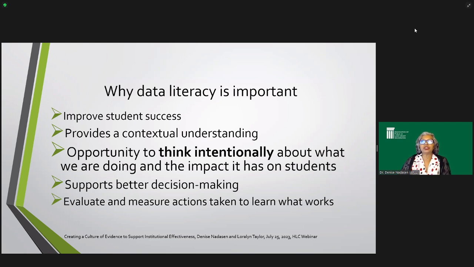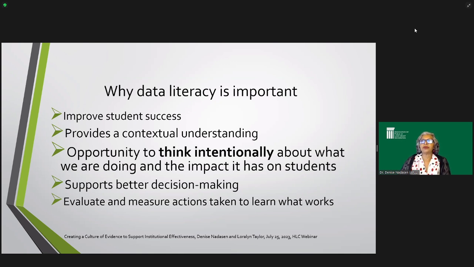In addition to looking at general outcomes, it provides a contextual understanding of the environment and the students. It can also help us understand which groups of students need assistance. It gives us an opportunity to think intentionally about what we are doing and the impact that has on our students and their learning experience from a more objective perspective. I can give you an example.